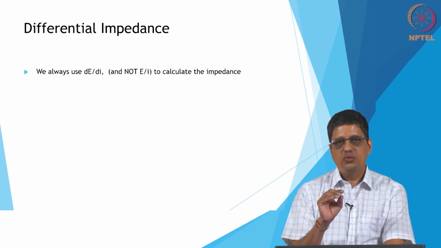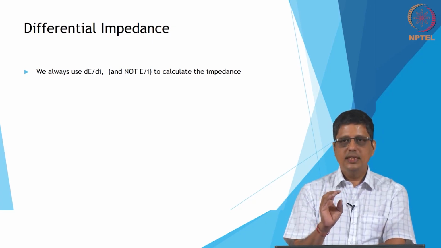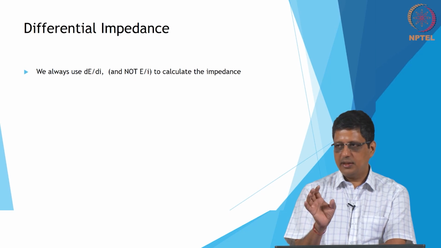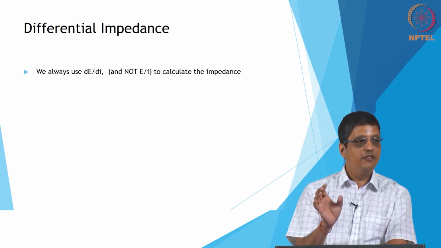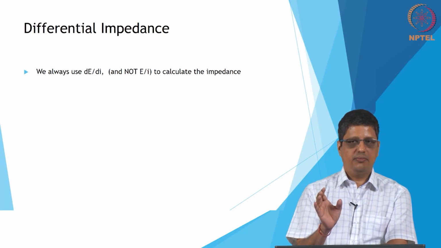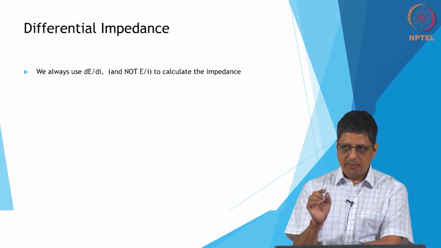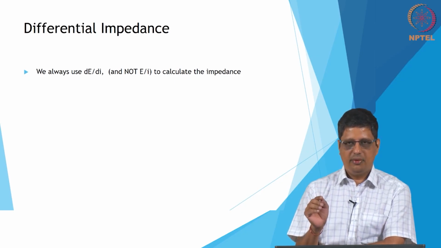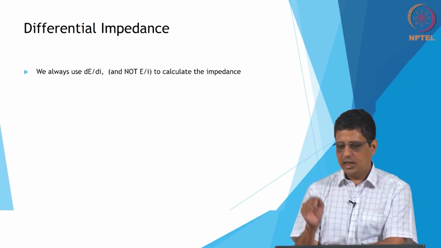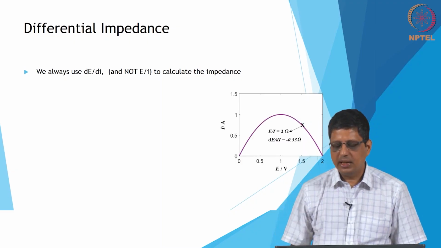Now, another point which is very important, which I want you to note, is that when you use the equipment and measure the impedance, what you measure is actually differential impedance. Differential impedance means it is dE by dI, it is not E by I, and there is a difference. I will show you with an example here.